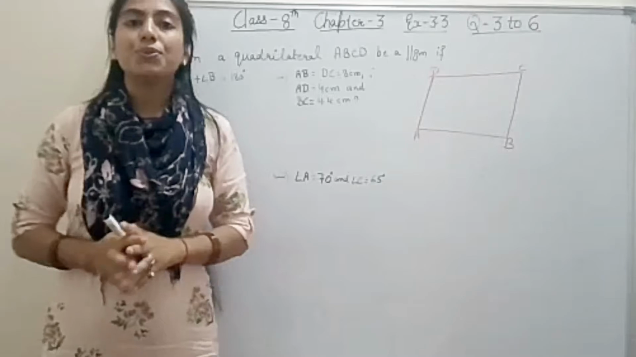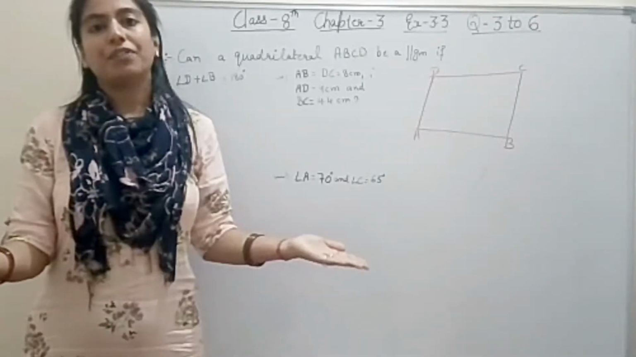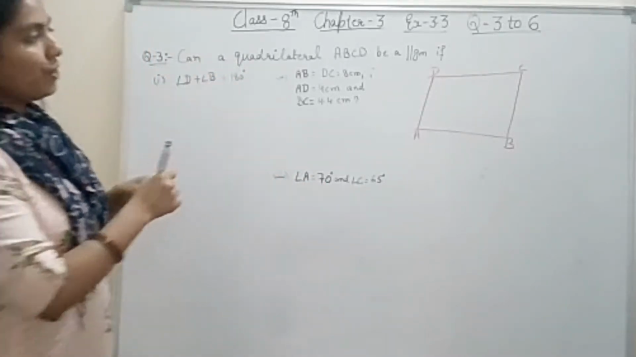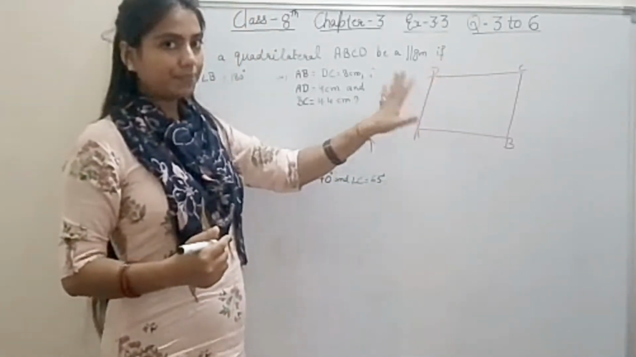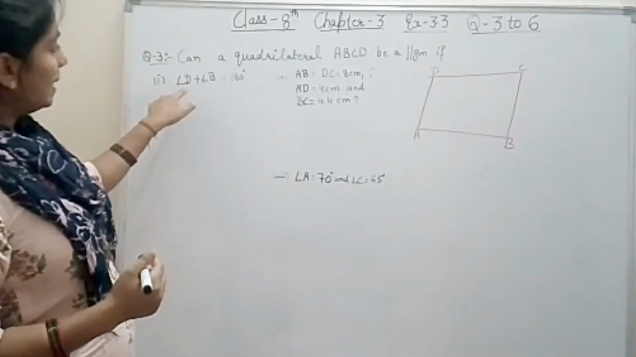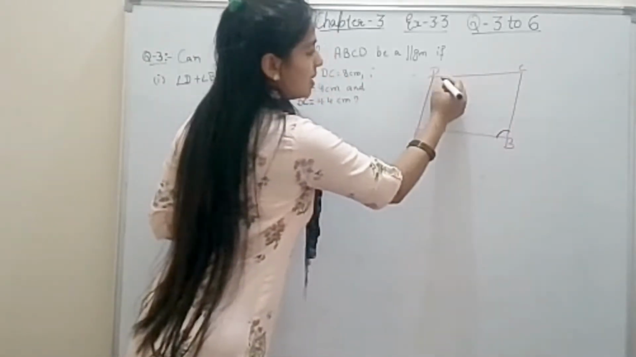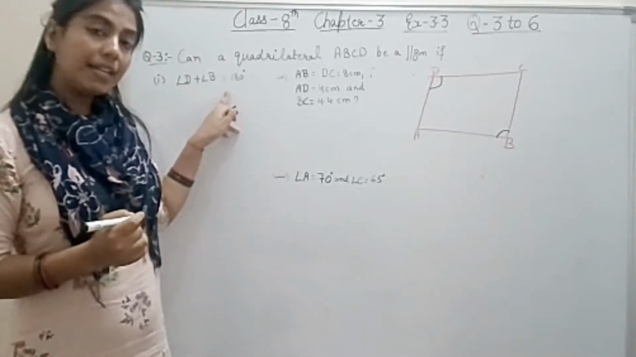Students, one appeal to all of you is that whenever you are doing maths work, please open the book in front of you. Fine? So, for this, first of all, we have to make one parallelogram or one quadrilateral, whatever. Fine? First condition is angle B plus angle D is equal to 180 degree. Can it be?